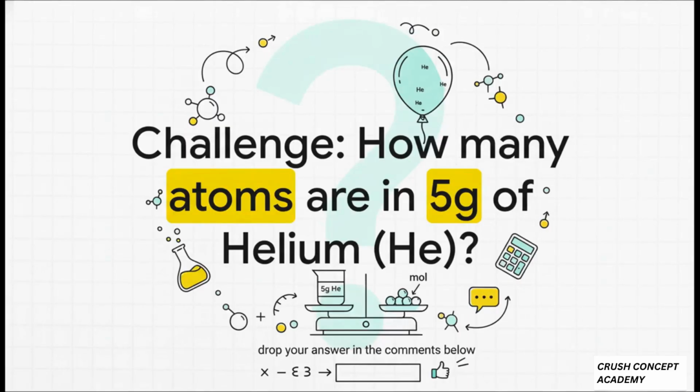Okay, now it's your turn to be the chemist. Here is your final challenge. How many individual atoms are in 5 grams of helium gas? You know, the stuff in balloons. The molar mass of helium is 4 grams per mole. Use the tools we've just covered, work through the steps, and drop your answer in the comments below.